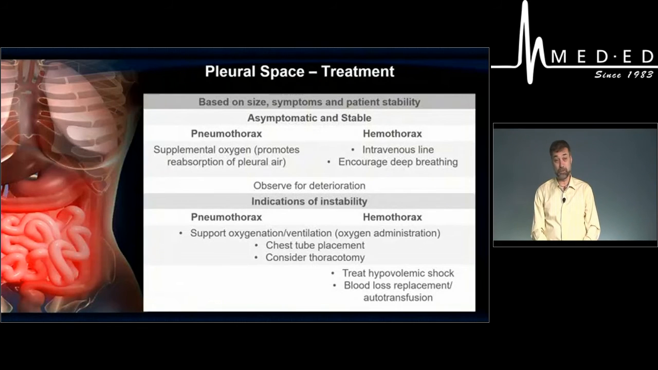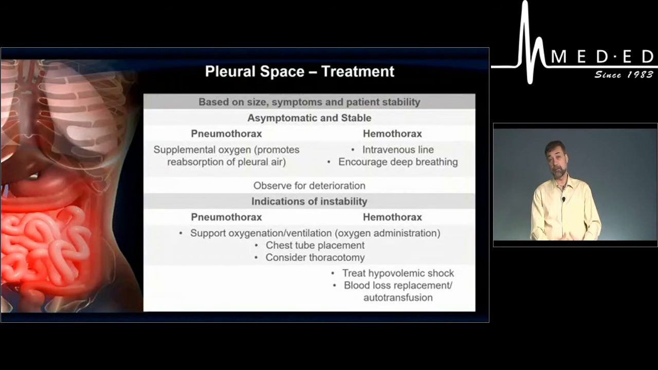And generally, within a short period of time of putting somebody on 100% O2 with a small pneumo, you can re-expand the pneumo. And if the defect or hole that caused the pneumo is really small, it just may seal itself off and no further treatment is needed. So 100% O2 is the mainstay of treatment for a really small pneumo that's fairly asymptomatic.